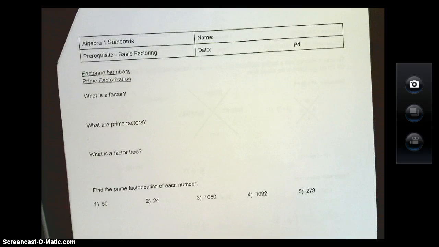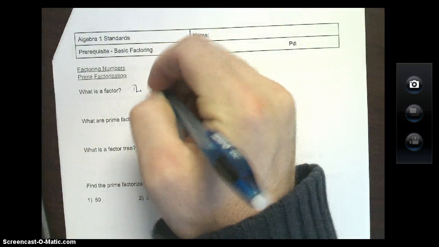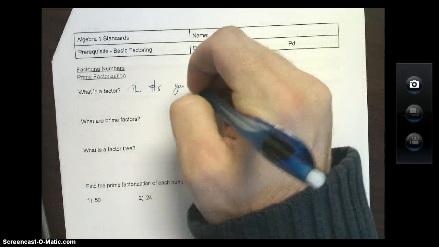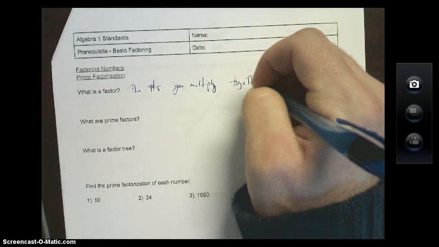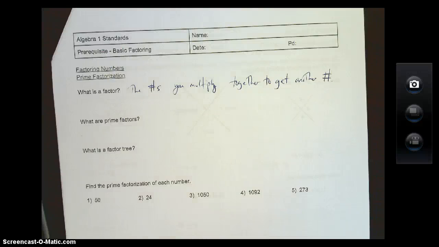So first off, what is a factor? We're going to have a little bit of vocab here. A factor is the numbers, using a little bit of notation there, so that's just a number sign, you multiply together to get another number. So when you're talking about a factor of anything, say 8, for example, what numbers multiply to give you 8? Well, 4 and 2 is an example, 1 and 8. Those are all factors. So it is possible to have multiple factors for one number.